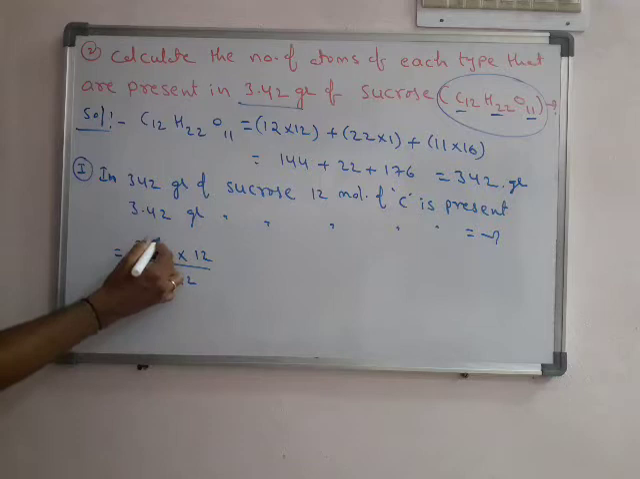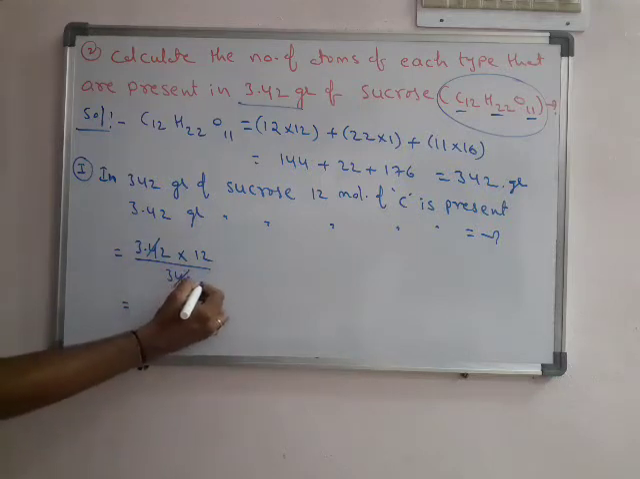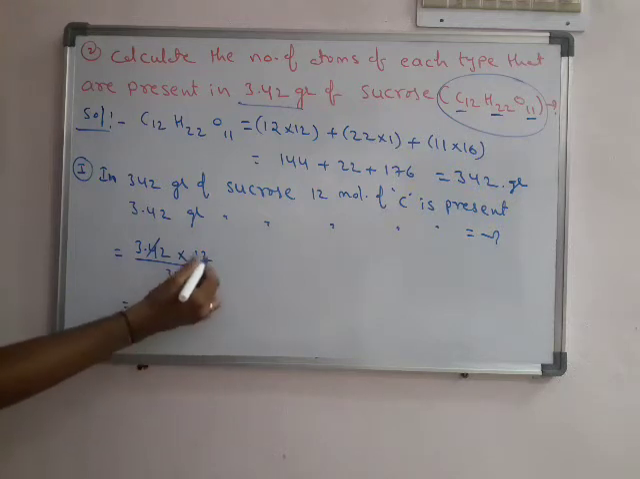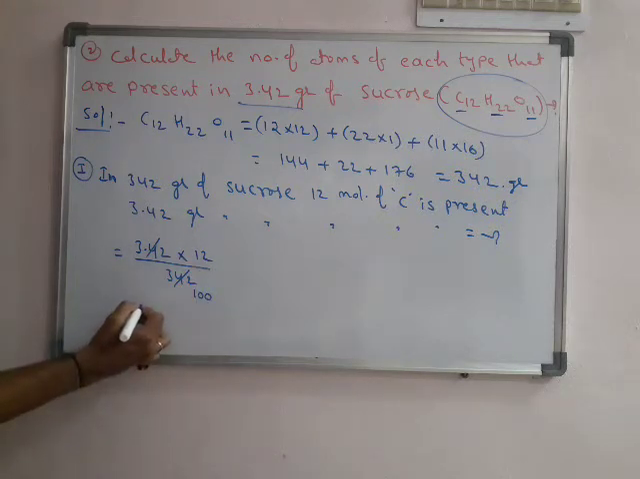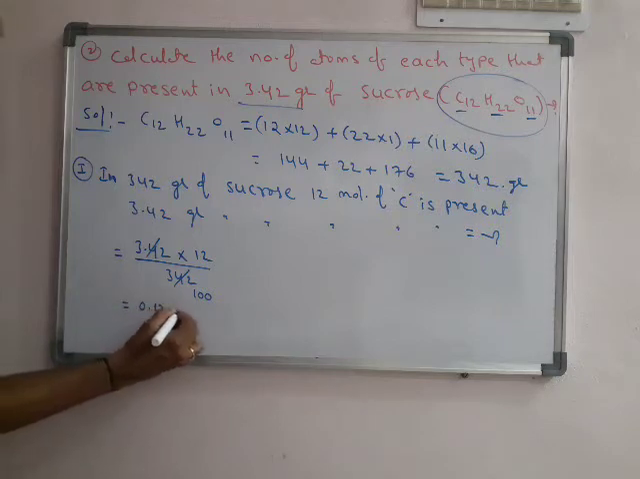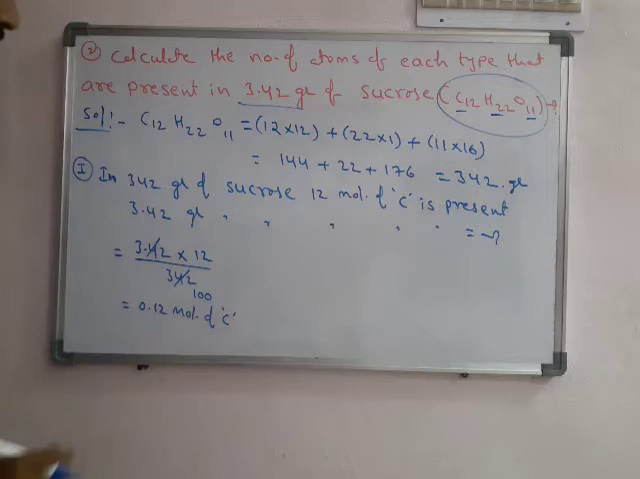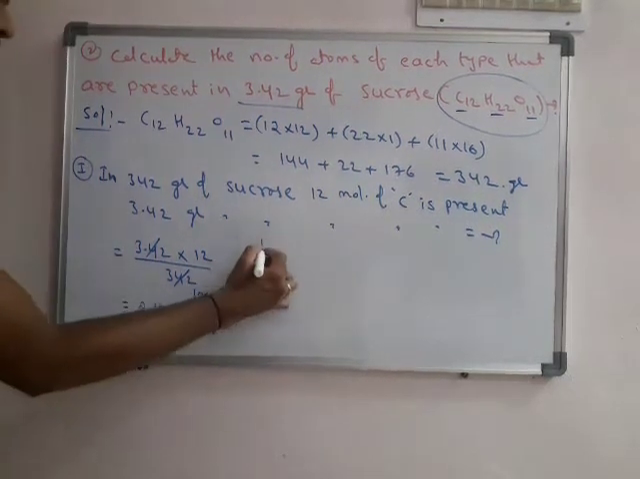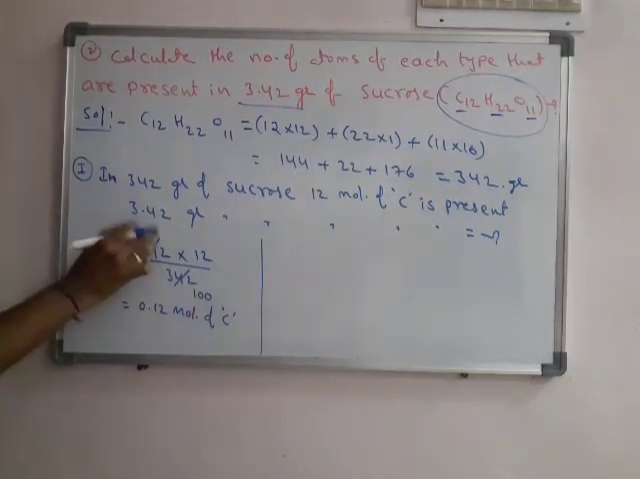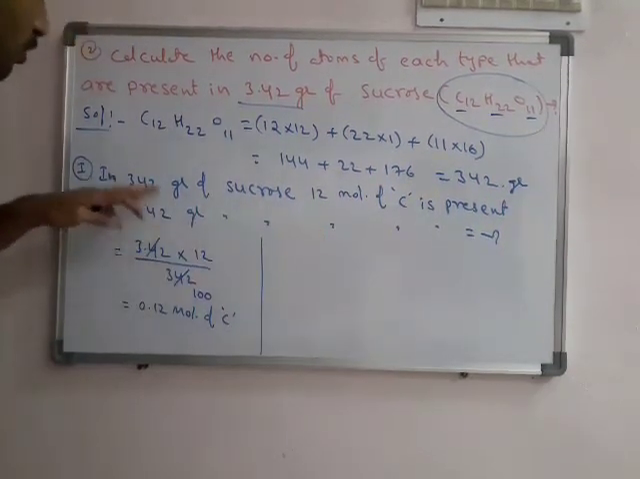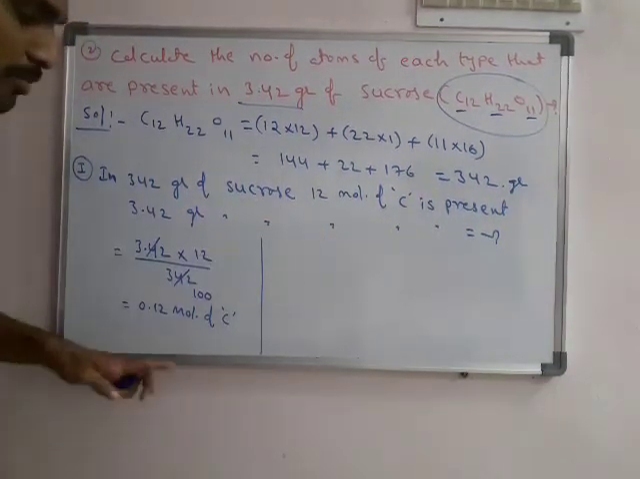So 0.12, that is 12 into 10 power minus 2, that is 0.12 mole of carbon. So 3.42 carbon, simple. In 342 there are 12 moles. 3.42 by 100 by 100 gives 0.12 mole of carbon.